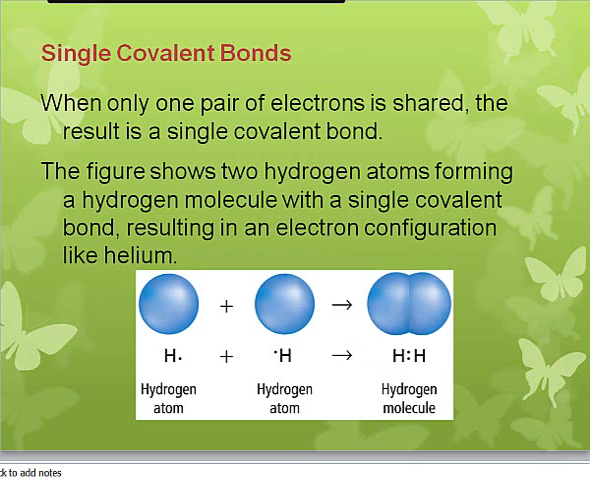So single covalent bonds occur when only one pair of electrons is shared. The result is, again, a single covalent bond, a single pair of shared electrons. So the figure that we have here is of hydrogen. The figure shows 2 hydrogen atoms forming a hydrogen molecule. That's where the 2 hydrogen atoms come together with a single sharing bond, or a single covalent bond, and it results in an electron configuration like helium. That does not mean it is helium.